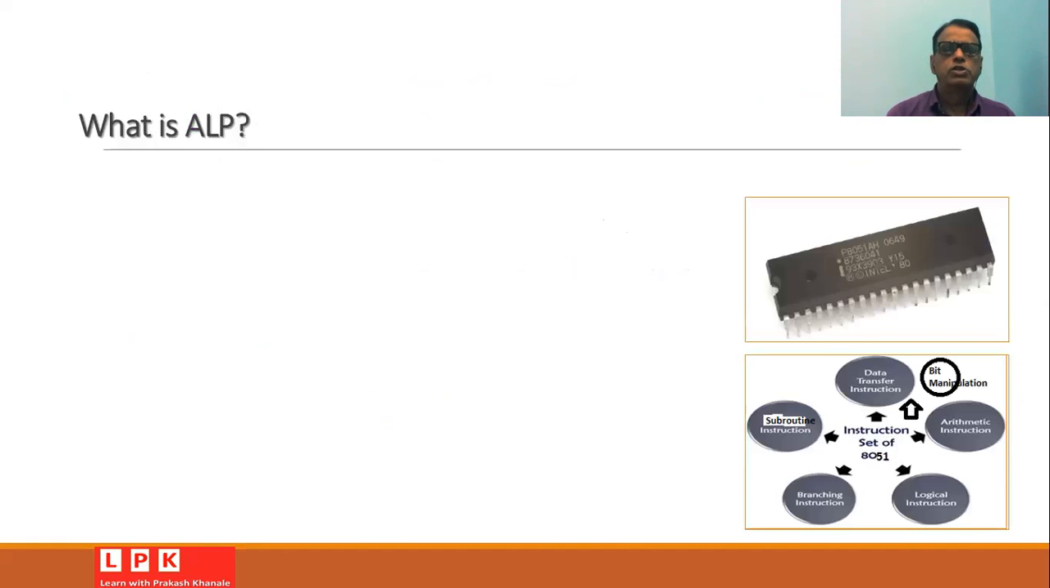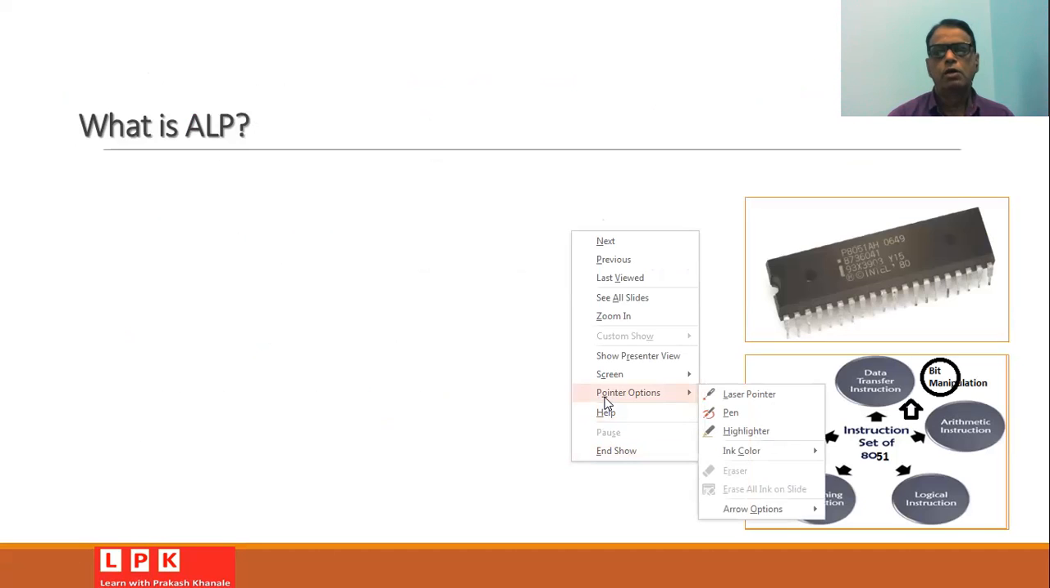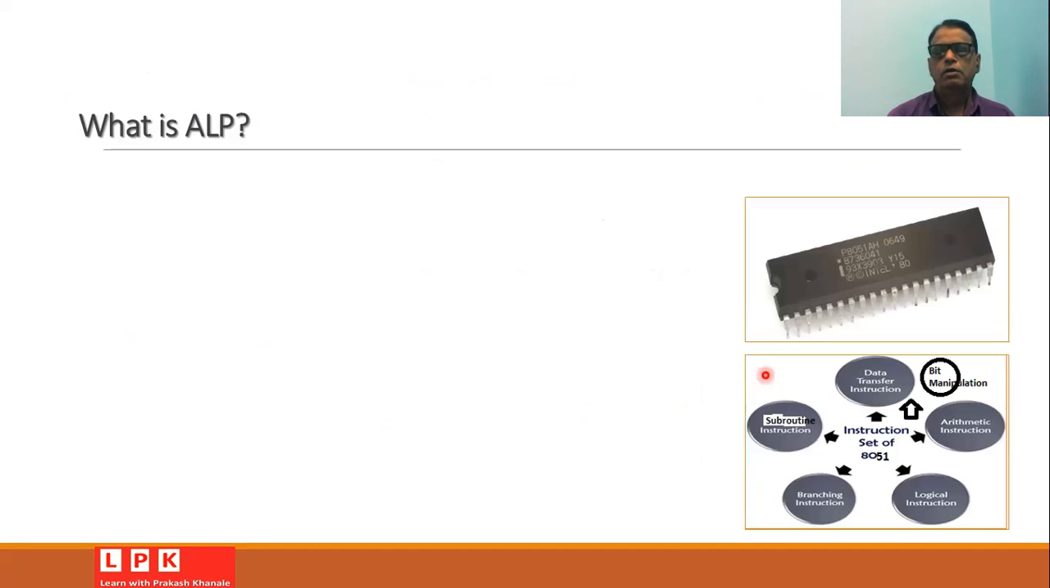So let us start the session with the question, what do we mean by an assembly language program for the microcontroller unit 8051? Now we know that 8051 has a lot of instructions, and these instructions can be classified into different categories such as data transfer instruction, arithmetic instruction, logical instruction, branching instruction, subroutine instruction, and bit manipulation instruction.